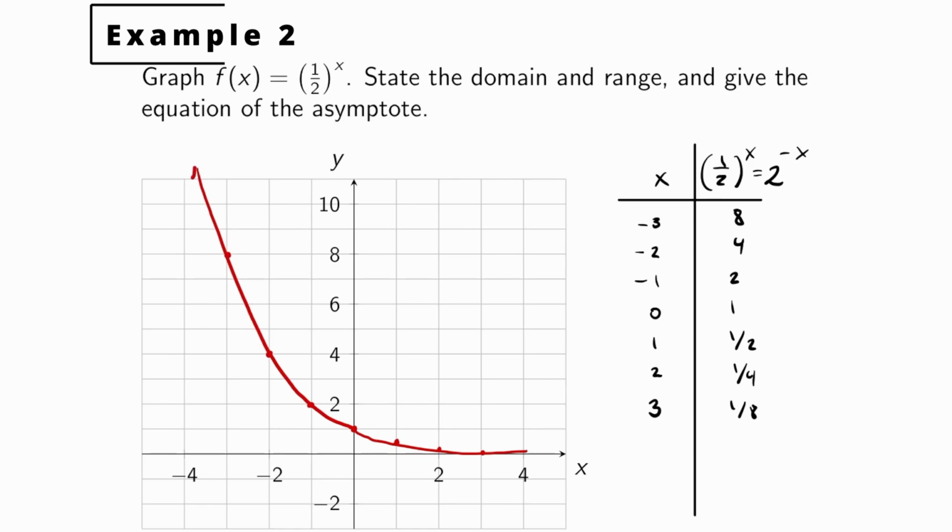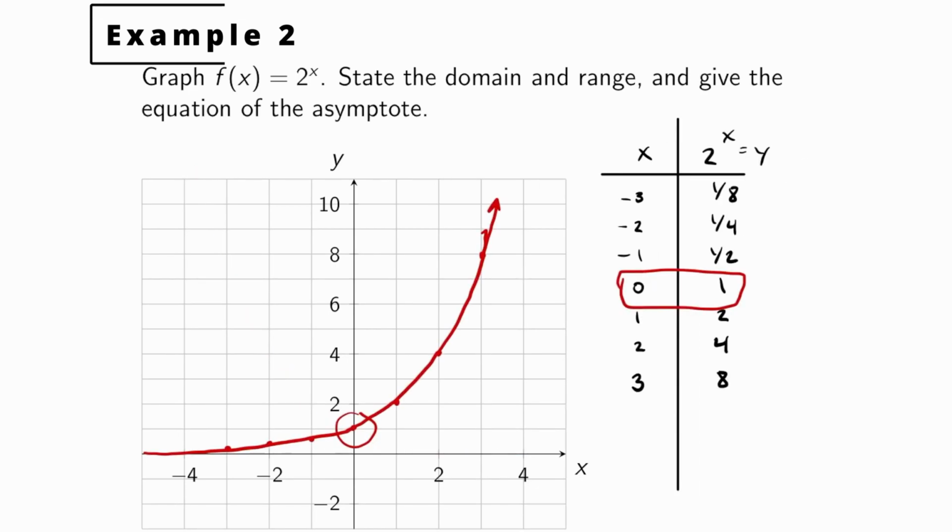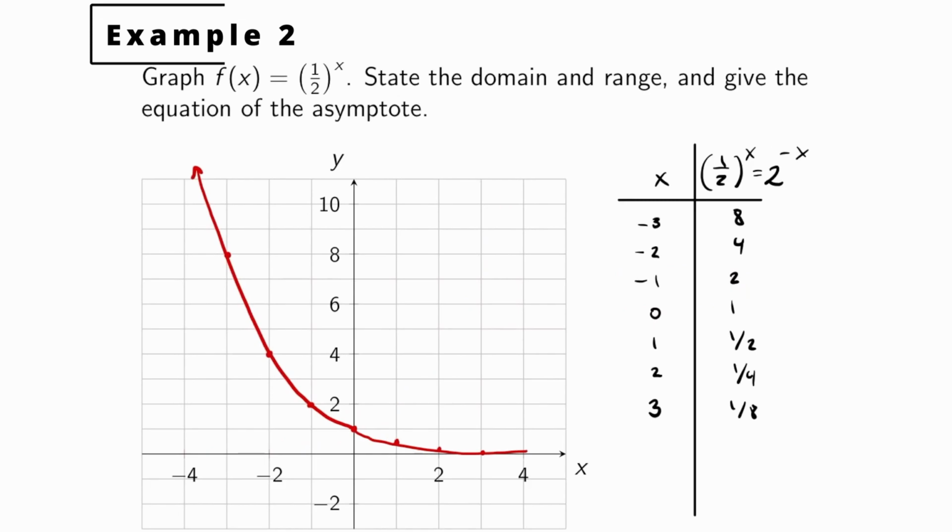And so in general, if b is between 0 and 1, the graph will look like this. When b is greater than 1, it will look like that from the last example. Okay, so keep this graph in mind for our next example.